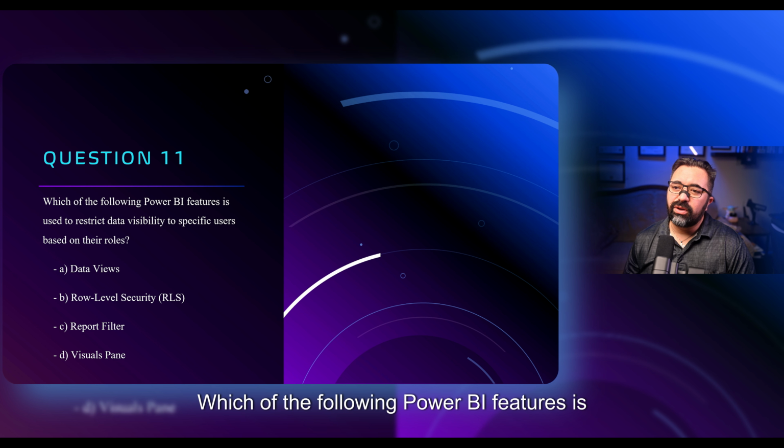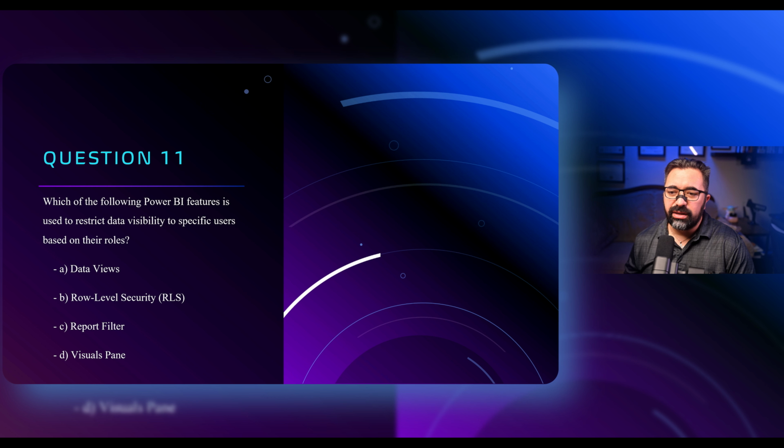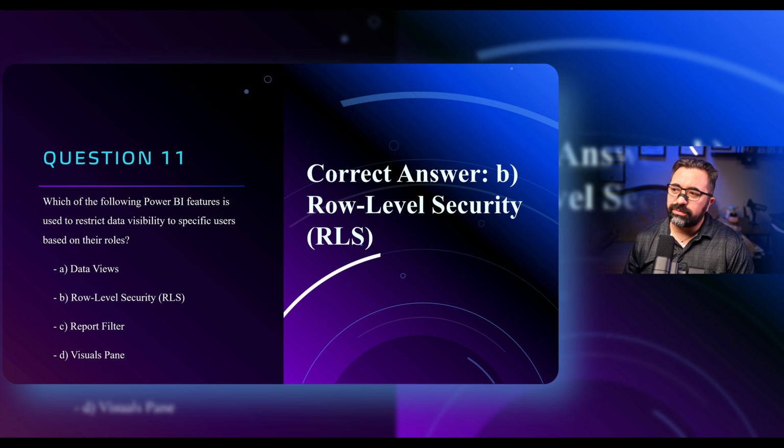Question 11. Which of the following Power BI features is used to restrict data visibility to specific users based on their roles? Is it A, data views, B, row level security, or RLS, C, report filter, or D, visuals pane? The correct answer is B, row level security, or RLS.